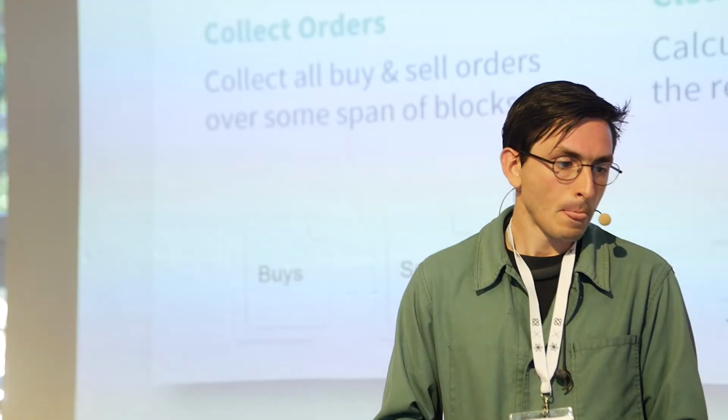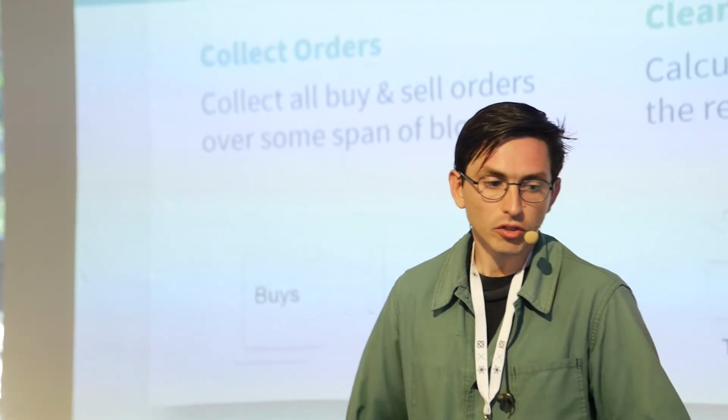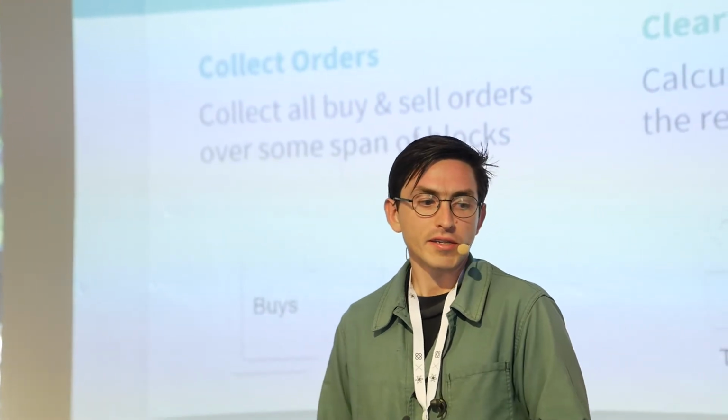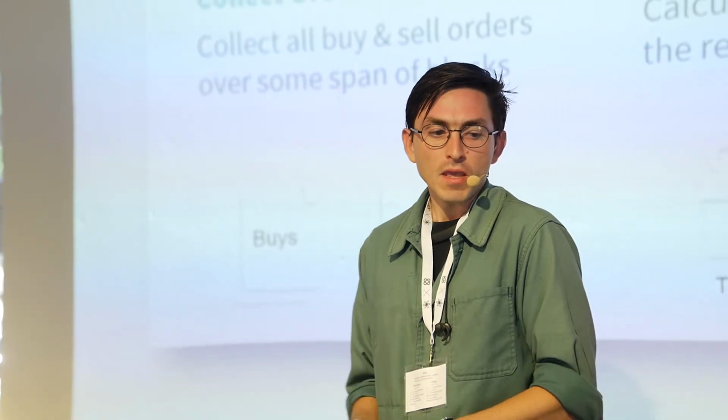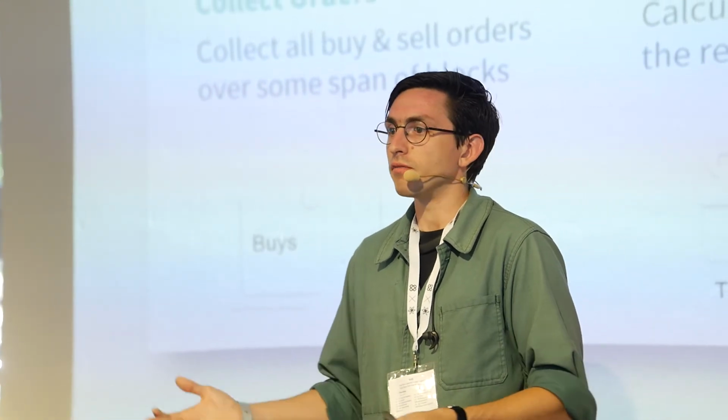So, reintroducing batched orders with common clearing prices. I say reintroducing because this already exists on traditional markets, but we haven't seen it yet on decentralized exchanges. The basic idea is that you batch all the orders together and you find a common clearing price. So you get all the buys and sells for some span of blocks, and then you clear them. You calculate the price and you deliver the outcome.